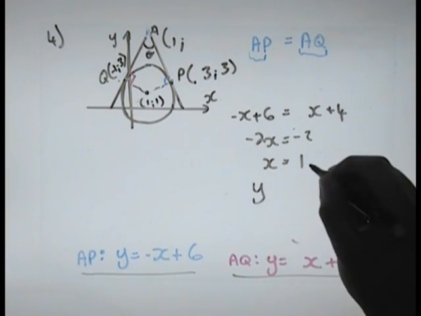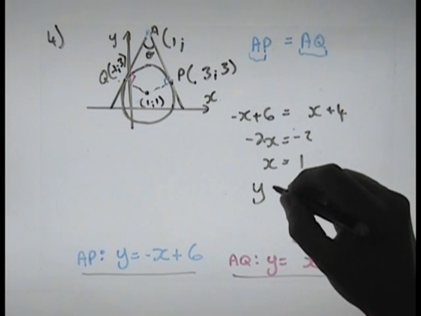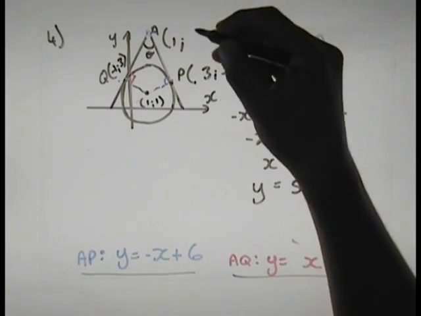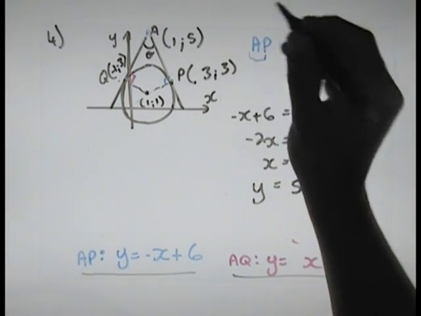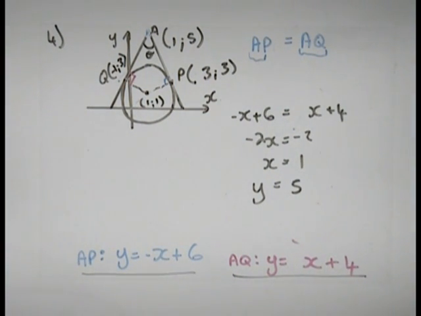To get the corresponding y value, substitute that x is equal to 1 into either of the equations. y is equal to 1 plus 4, which is 5, or y is equal to negative 1 plus 6, which again is 5. That means that the coordinates of A are x is 1, y is equal to 5.